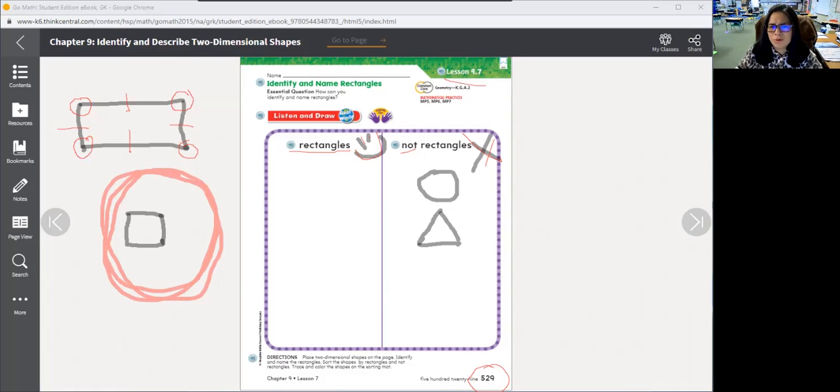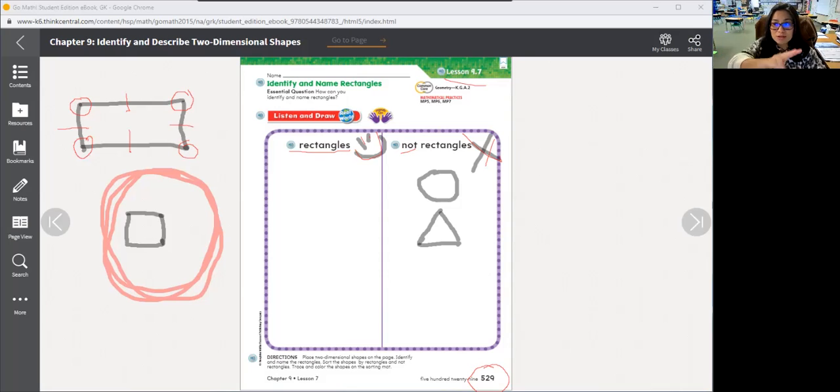No. Why not? It has 4 sides. Yeah, but it's smaller and all of the sides are the same. There you go. That's what I was looking for. All the sides are the same. The rectangle doesn't have the same sides. What does the rectangle have?